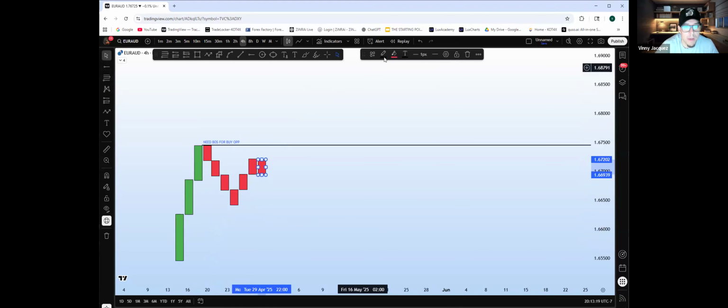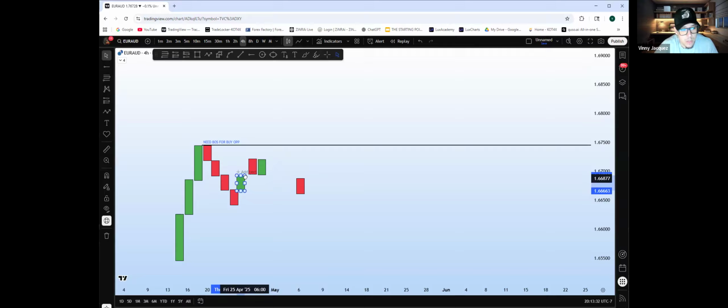Let's create a little pullback, right? Because market structure isn't always clean. Oops. This is wrong. That should be green.